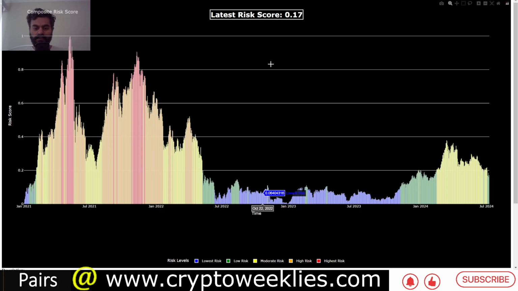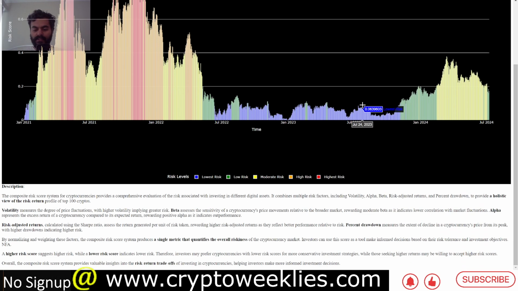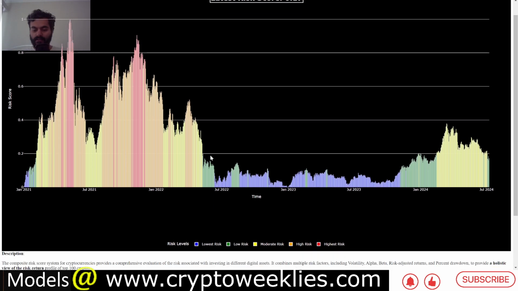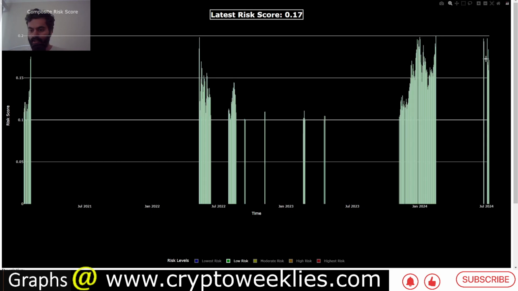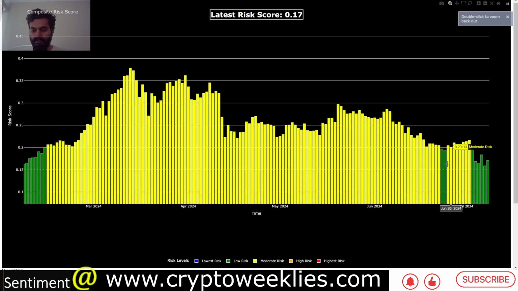In terms of the PeakValley risk, which is a normalized risk between 0 and 1 based on the price action of the top 100 cryptos by market cap, you can see what goes on in this calculation using the link on the bottom of your screen. We are currently in the low risk territory. You can see we have been in this regime since early July of 2024. We can also zoom in over here to see the trend from 0.38 risk to now 0.17 risk.